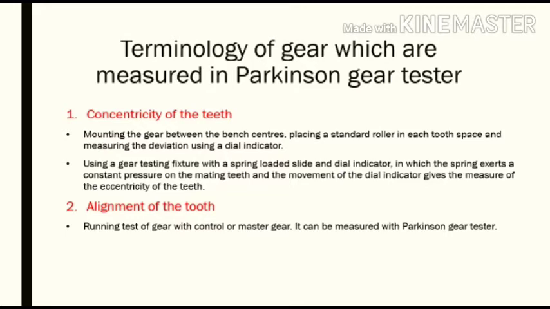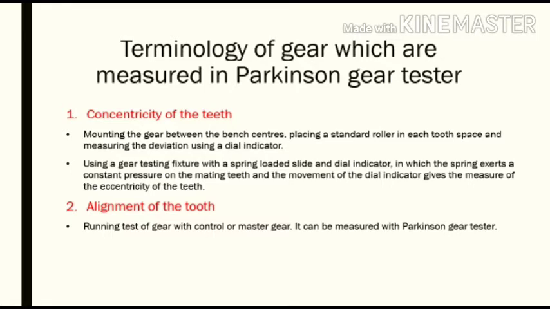First is concentricity of the teeth. Whether the teeth are concentric with the gear or not. If it is, then there would be no error. If it is not, then we could see that the error is there in the gear. So if there is some type of error in the concentricity of the teeth, there would definitely be a deviation in the dial indicator, which can be easily seen.